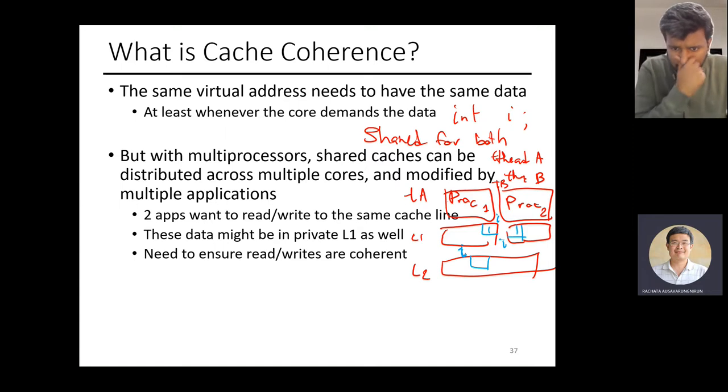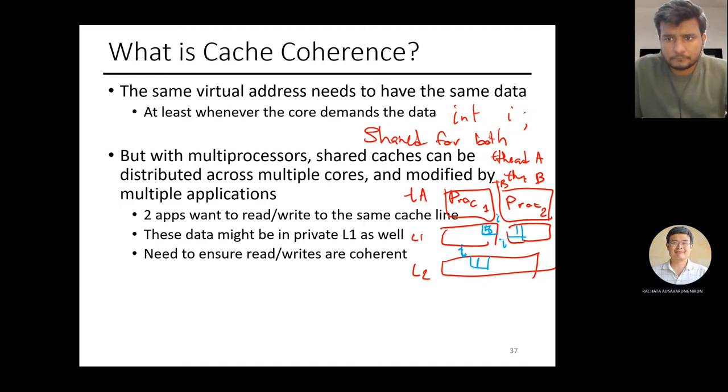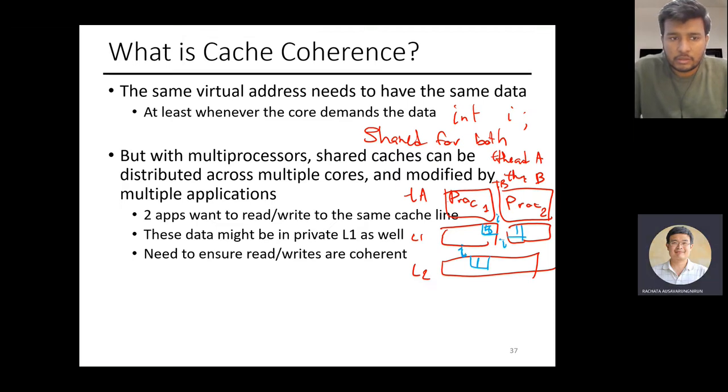Initially, let's say the value is one. And then thread A modified the value from one to five. So now the new value is five. What's going on here? What's the problem? Thread 2 needed the earlier value like 1, but it will get 5. Like there will be no synchronization or interlocking mechanism. Yeah, exactly. You need a way to make sure the information is coherent in the sense that processor 2 should have the updated value if processor 2 wants to access this variable.